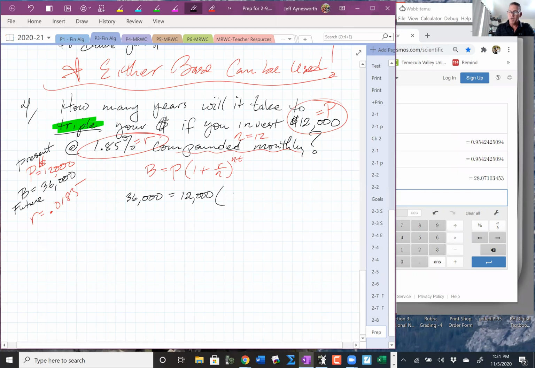So we're going to have to multiply this by 1 plus 0.0185 divided by 12, because we're doing it monthly now. There's your monthly periodic rate, or your monthly interest rate. And then raise this to the 12t power, n times t, 12 times t.